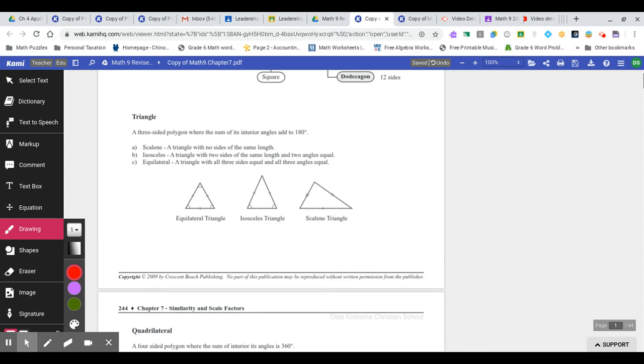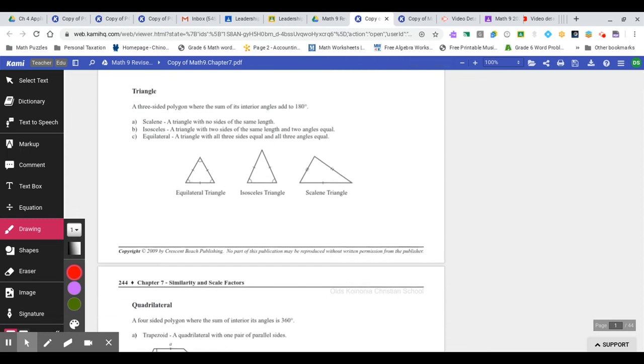All right, so there's some review on triangles. 3 sides. The angles always add to 180. That's some little info just to remind you. Angles on a triangle always add to 180. There are 3 types. We have the equilateral, isosceles, and scalene drawn for you. Equilateral, all the sides are the same. Isosceles, 2 sides are the same. And then scalene, none.